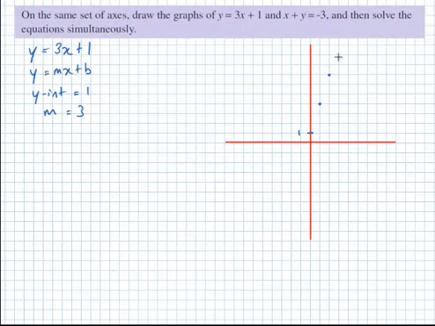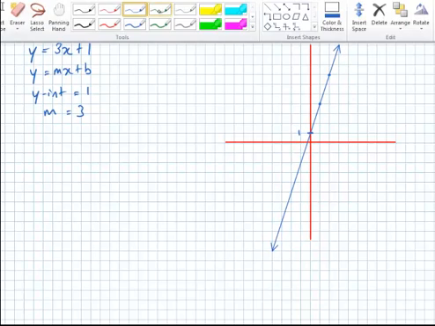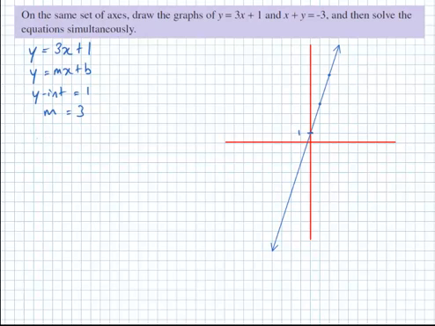So let's go ahead and draw that. Okay, there's our first line. We're going to do the same for the second line. Our second line has equation x plus y equals negative 3.